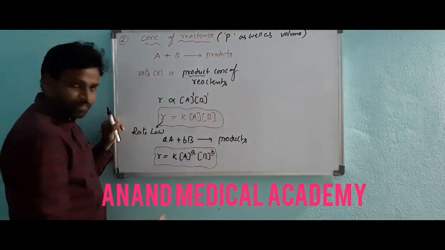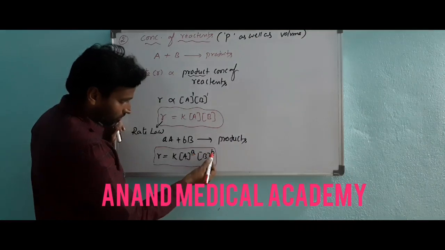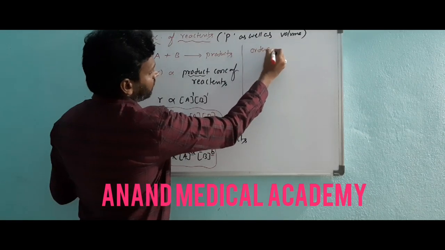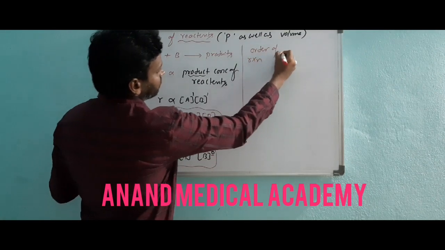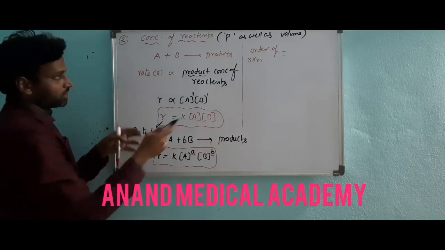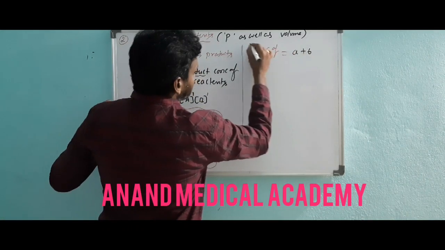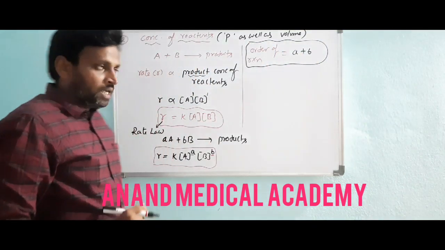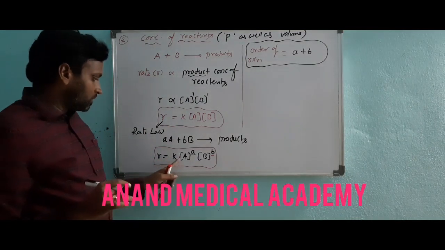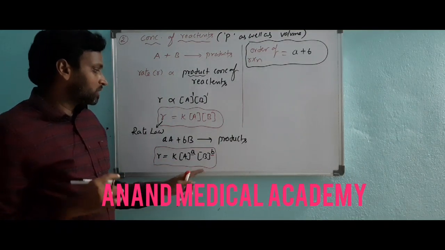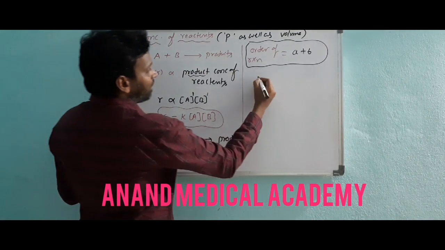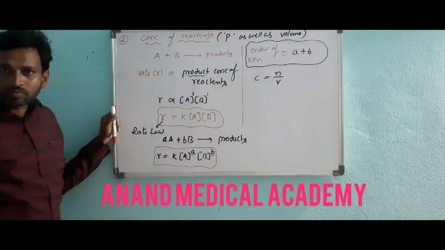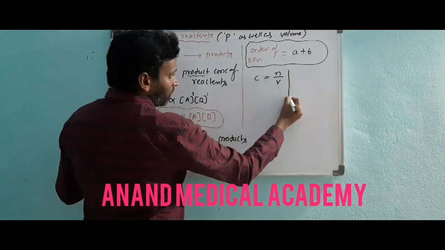Here the sum of the powers of the concentration terms is called the order of reaction. For this particular reaction it is A plus B, though sometimes it can vary, as I told you. So you have the rate law R is equal to K into the concentration of A power a and the concentration of B power b. What is concentration? Concentration means number of moles by volume, right? And here you have one more relation.